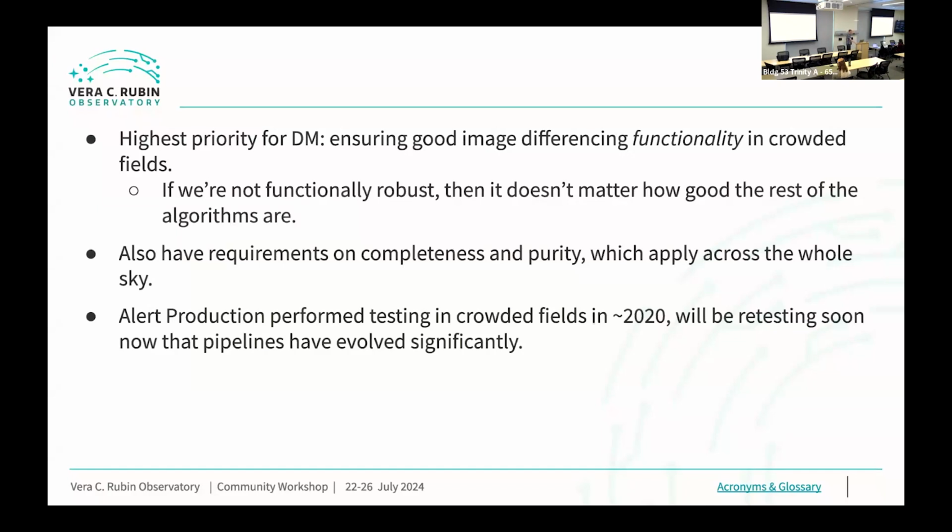And the alert production team has been doing testing on making sure we can run through these crowded fields. The most recent round of that was around 2020. And we recognize that it's time to do that again, to update our testing now that the pipeline's gone through a phase of reorganizing some of the inner workings. We want to make sure that we're still performing where we want to be on these fields.